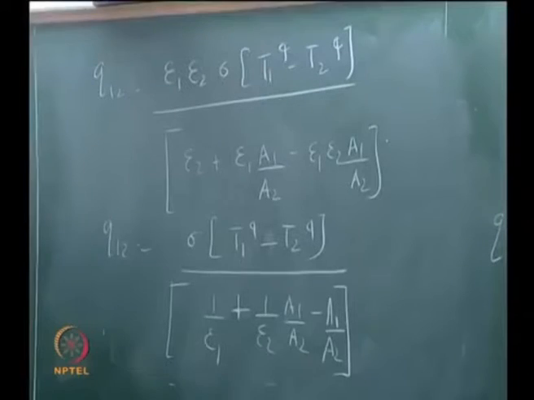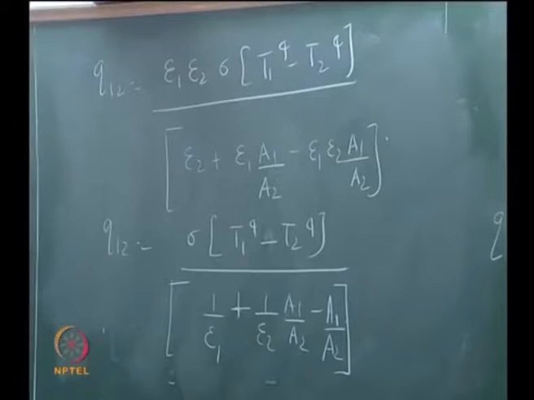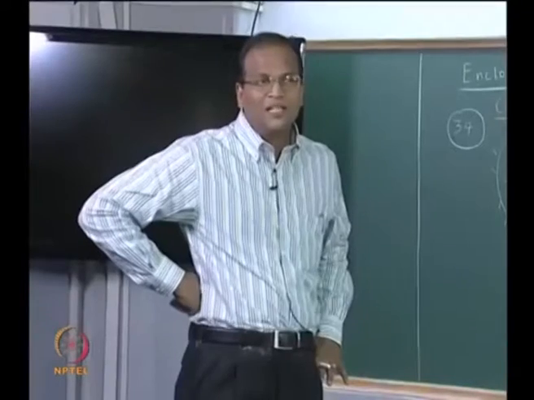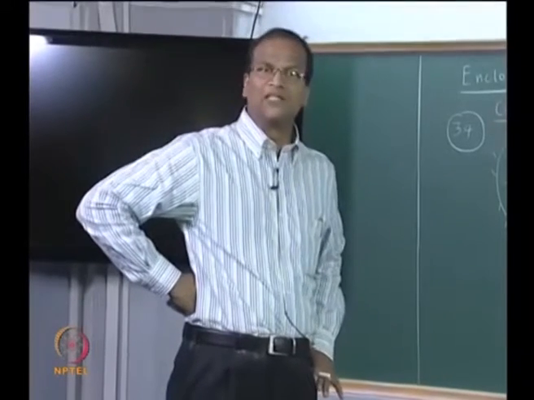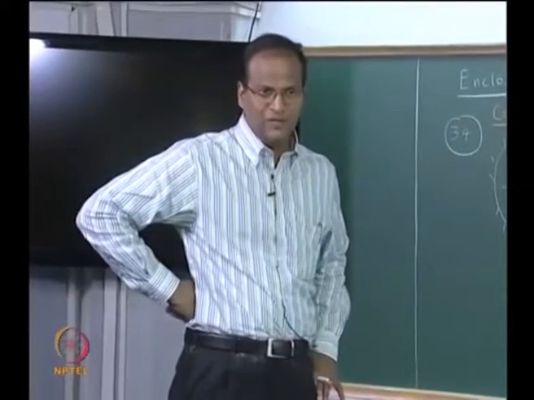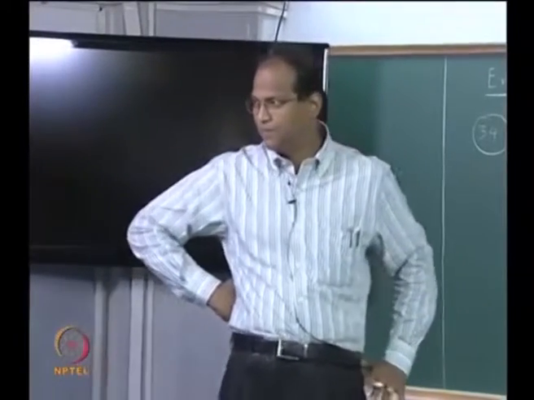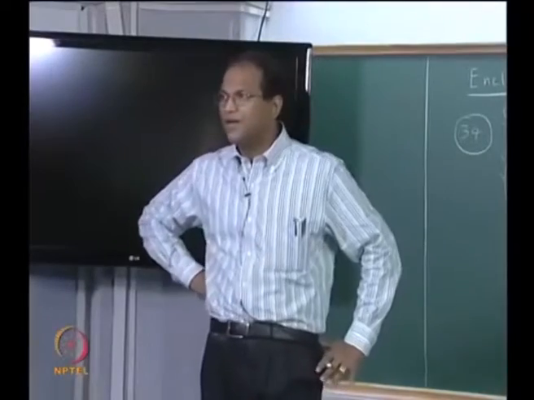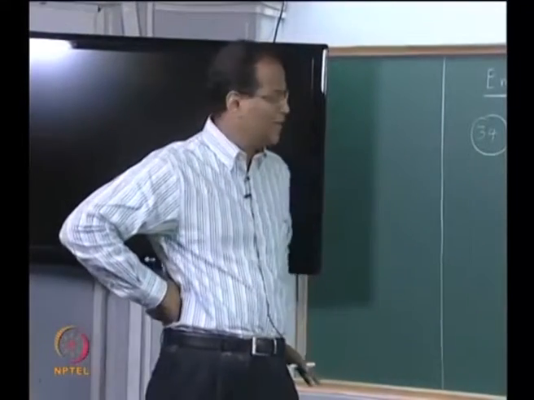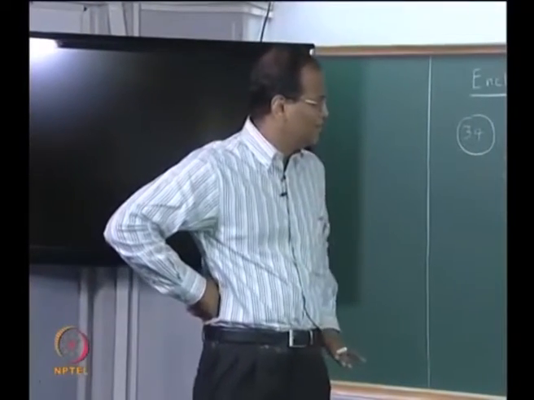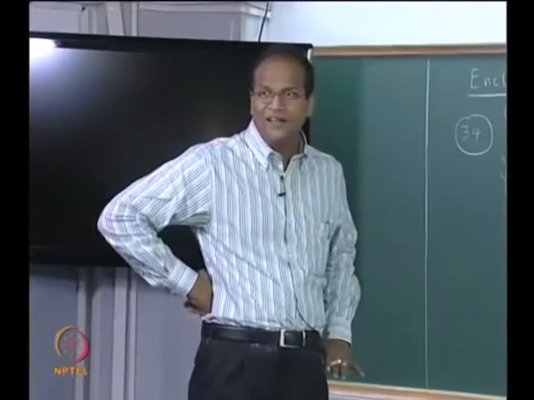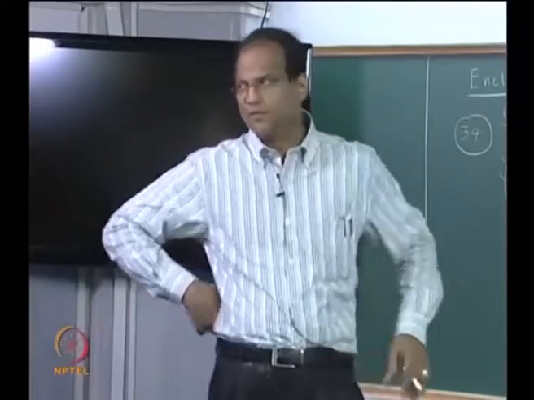A good check of this formula is if A1 by A2 equals 1, it will reduce to the parallel plate formula. The numerator will be the same, the denominator will be 1 by epsilon 1 plus 1 by epsilon 2 minus 1. So this formula displays asymptotic correctness. Okay, therefore it has to be correct. No, it can be correct. At least it is not wrong. It is necessary but not sufficient.